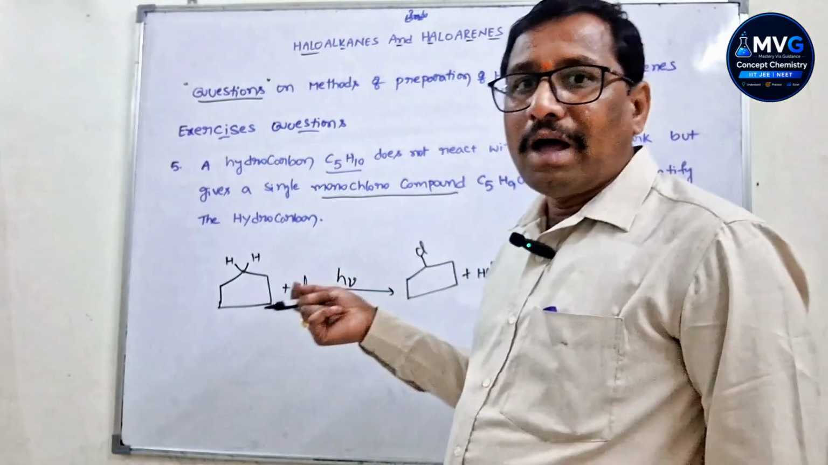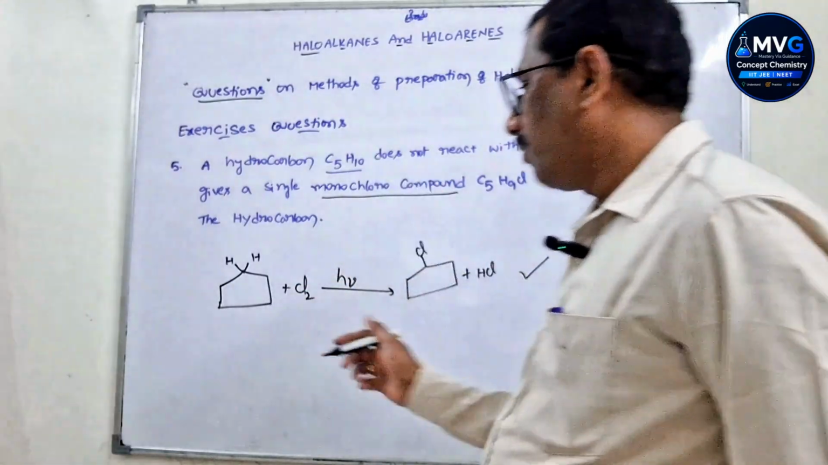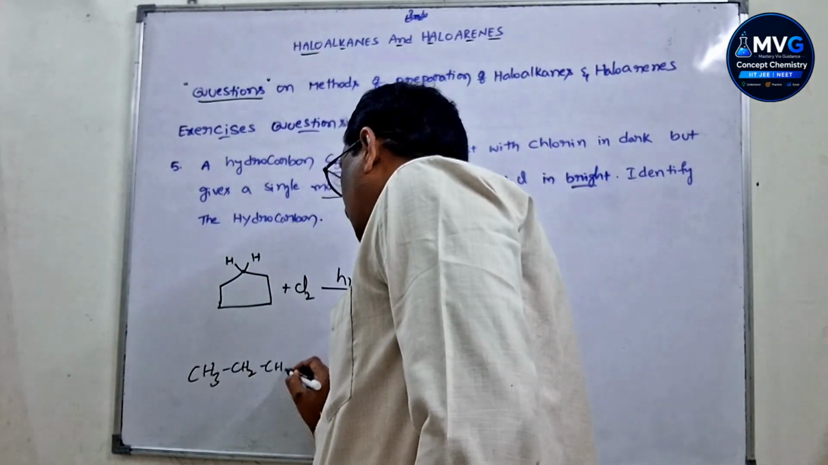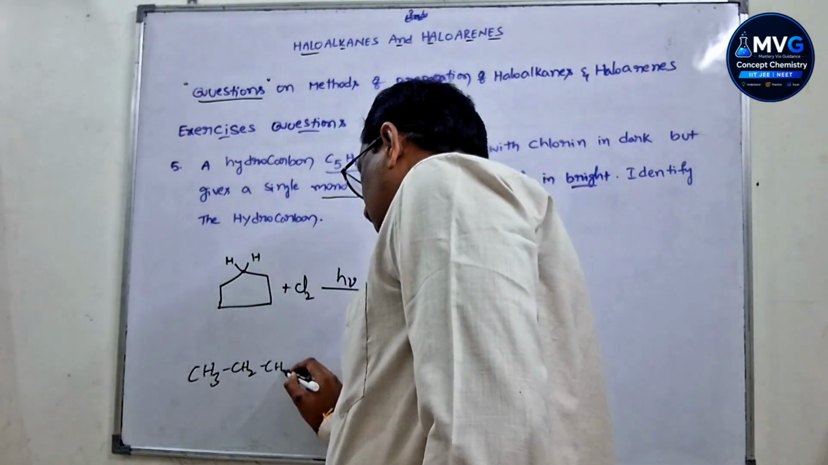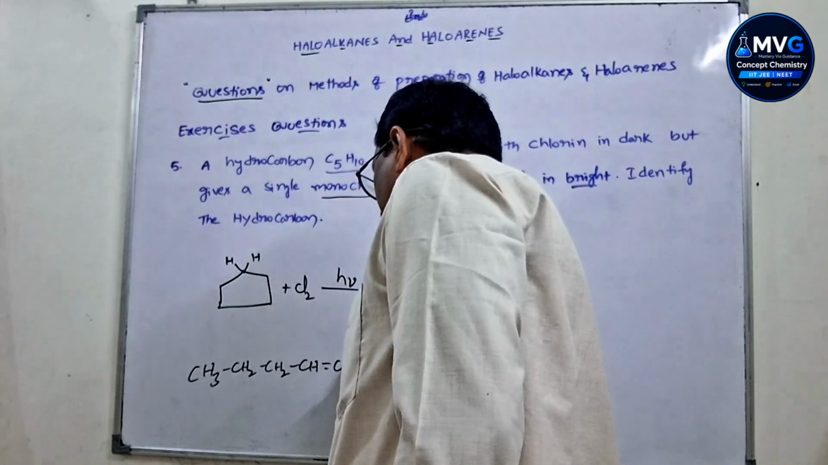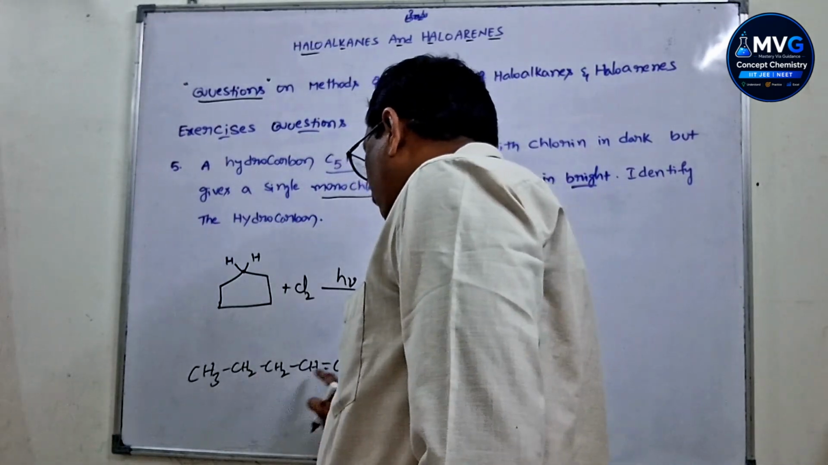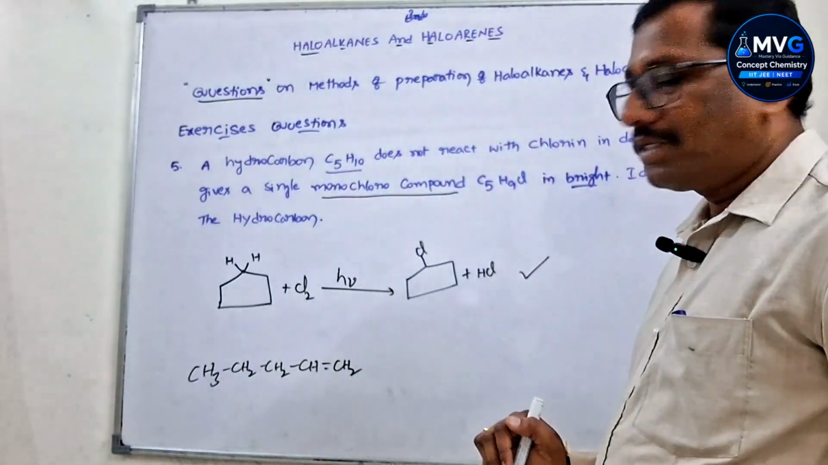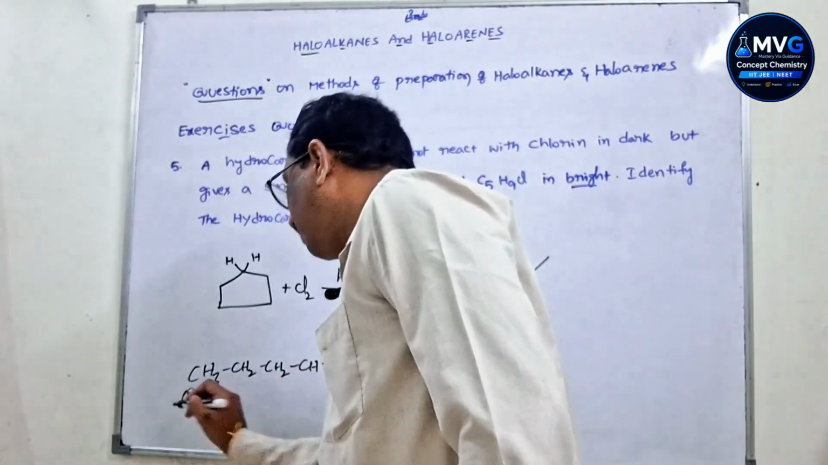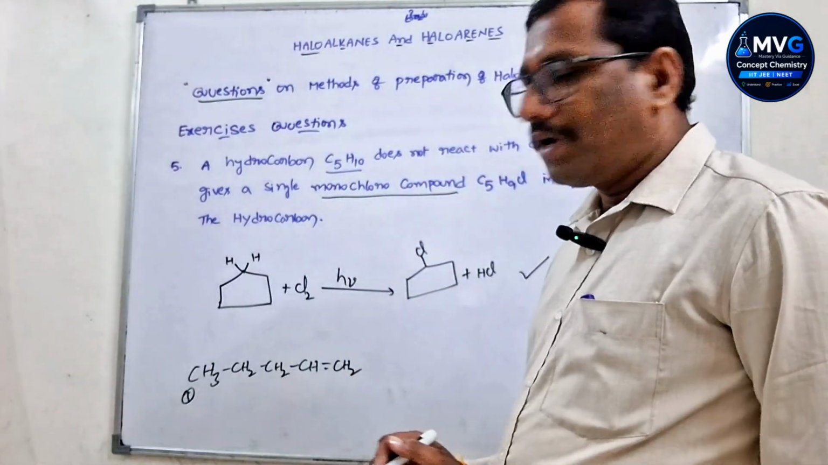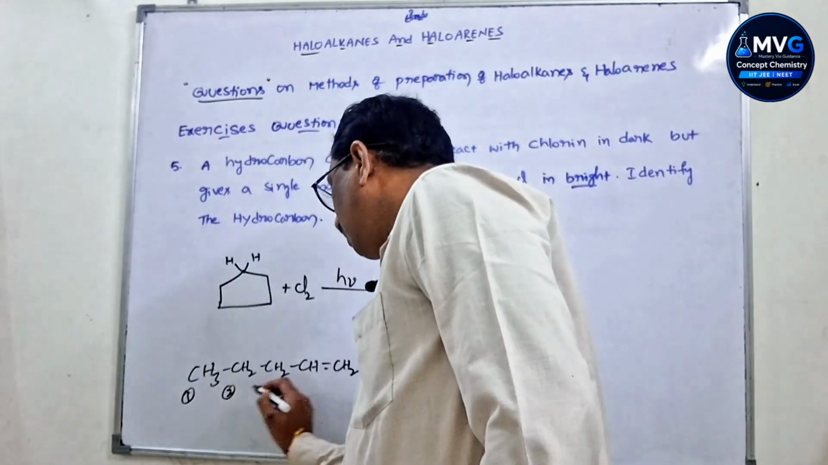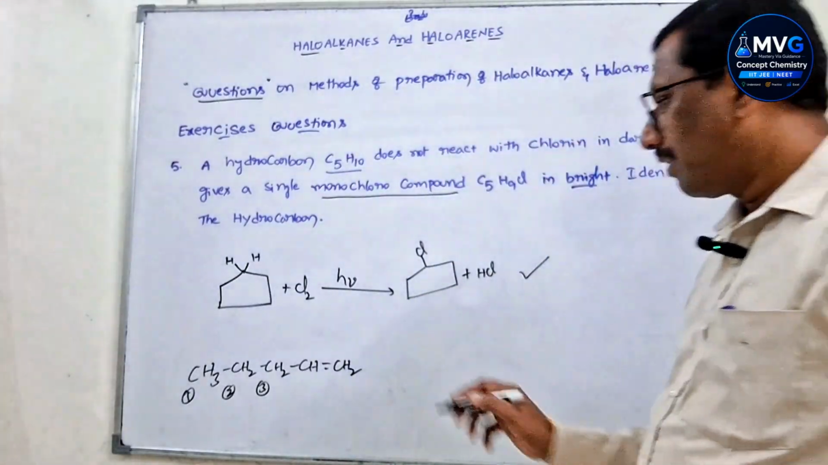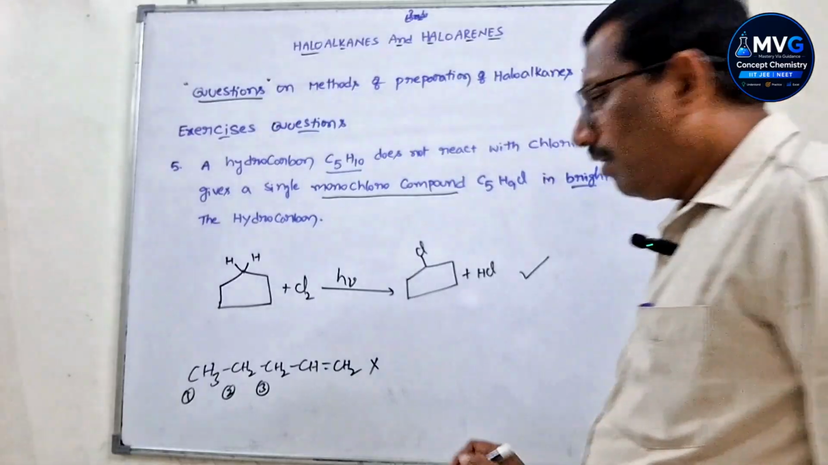Why not the other structures, sir? For other structures of this molecular formula, we can write CH3CH2CH2CH=CH2. Now see, 1, 2, 3, 4, 5 carbons are there, and 5 plus 5, 10 hydrogens are there. But here there is an alkane part, and here also the reaction will take place, students. Here 3 possibilities are there. But he asked only for a monochloro product. That's why this is not a suitable structure.